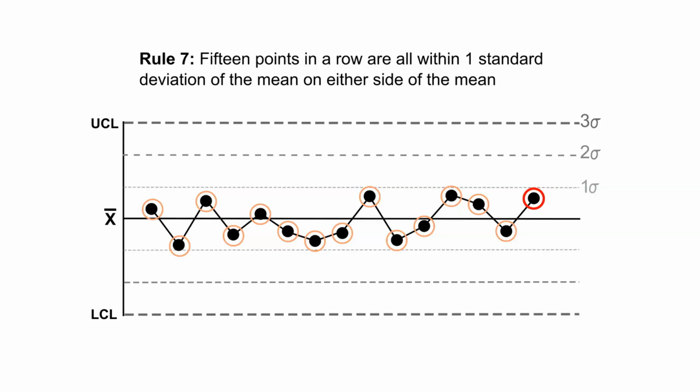And then rule number 7 is when you have 15 points in a row, all within 1 sigma of the mean on either side of it. Okay, so this could actually be a good thing. It might be a reduction in variation. We just want to understand why that's occurring.